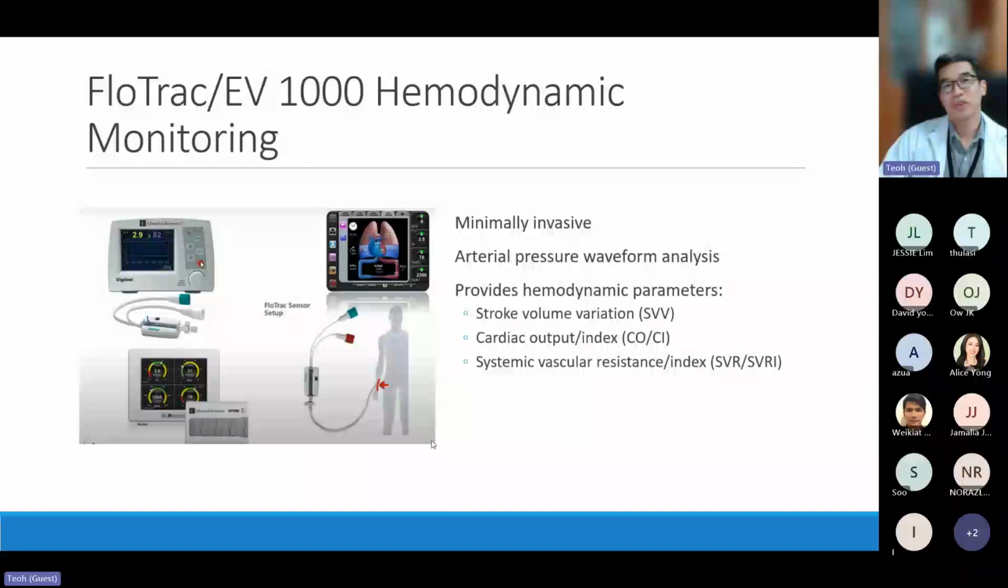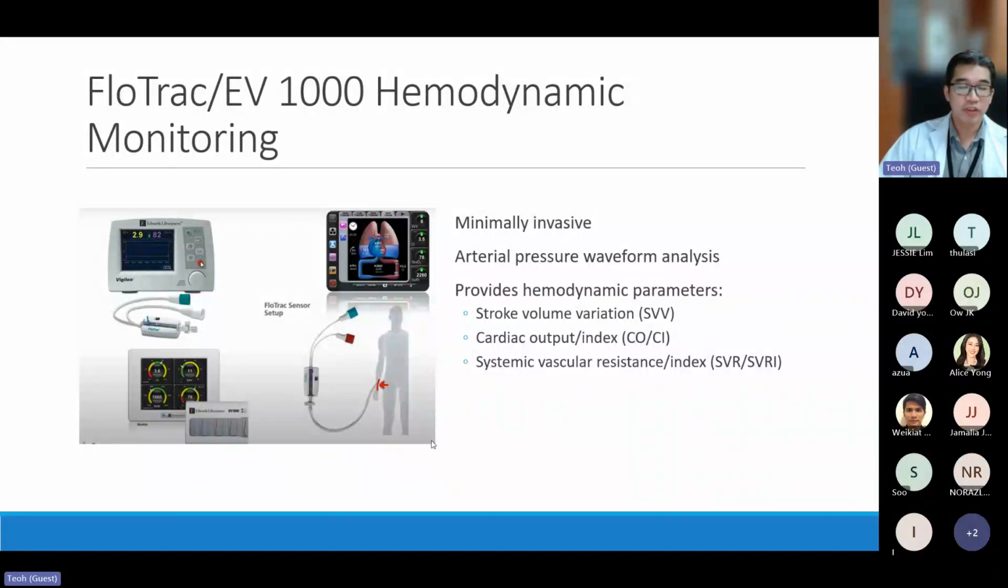So these are the recommendations. And regarding minimally invasive hemodynamic monitoring, the FloTrac, well, all of us know that this is much easier to handle compared with the pulmonary artery catheter, because it is minimally invasive. You just need the arterial line. It can estimate the stroke volume of the patients.